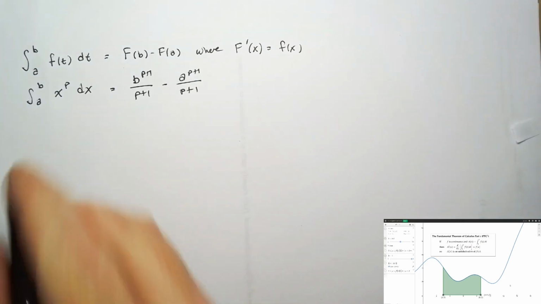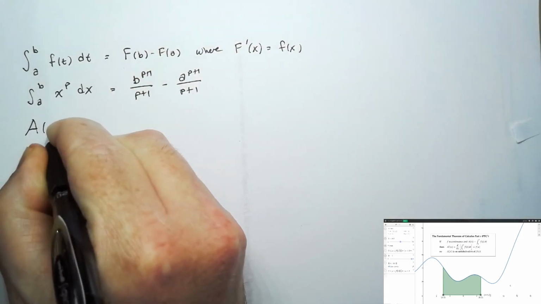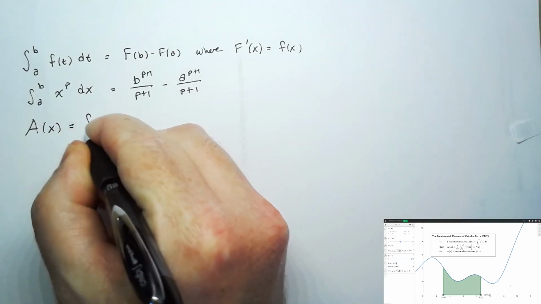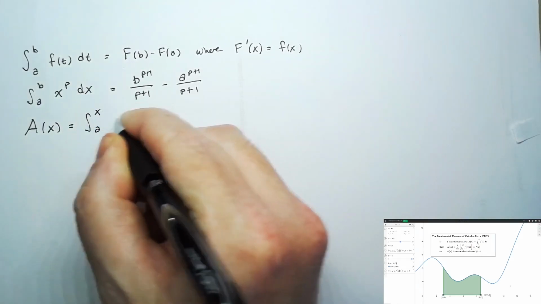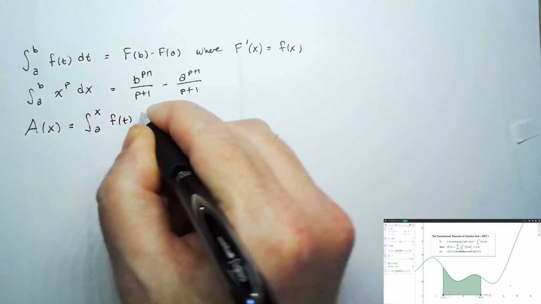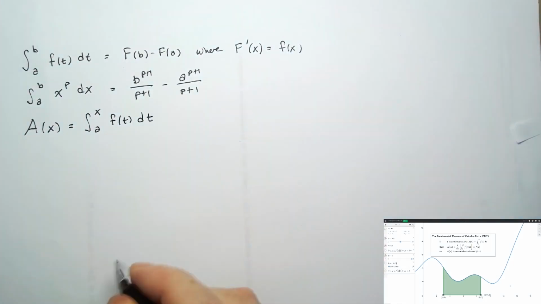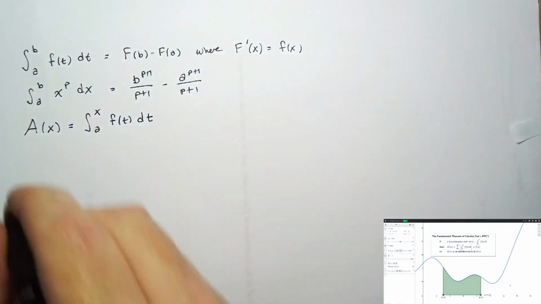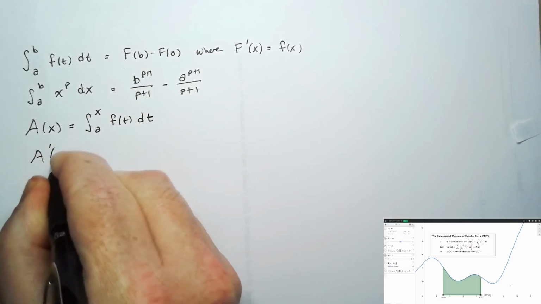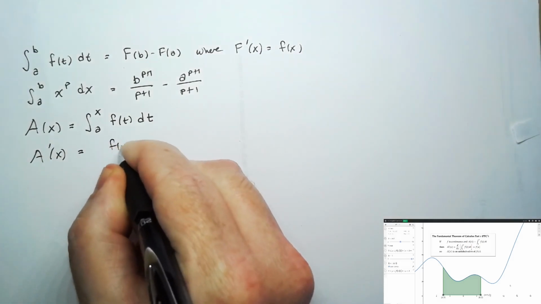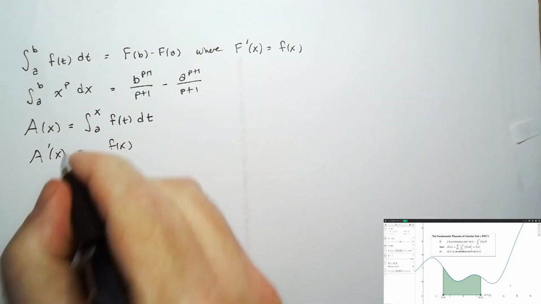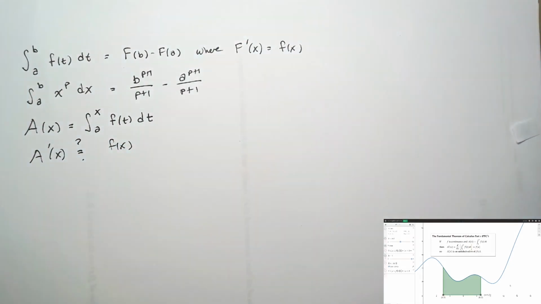We'll start, though, by reconsidering our area function, big A of x, as the integral from little a to x of our function little f of t dt. What we suspect is true is that A prime of x equals little f of x. But we haven't proved this for all possible continuous functions f. We'll now see how to sketch that proof.